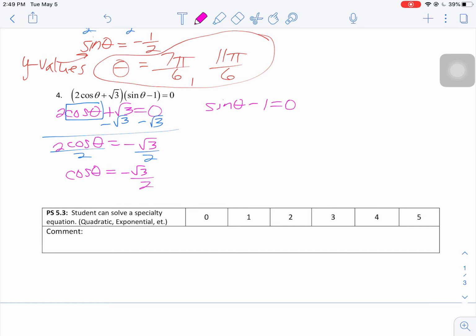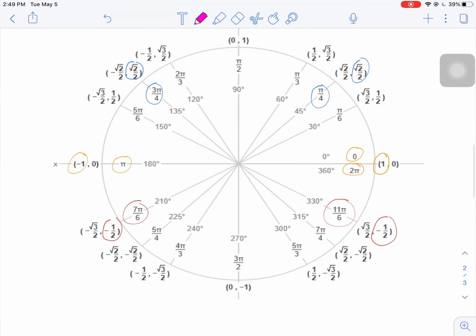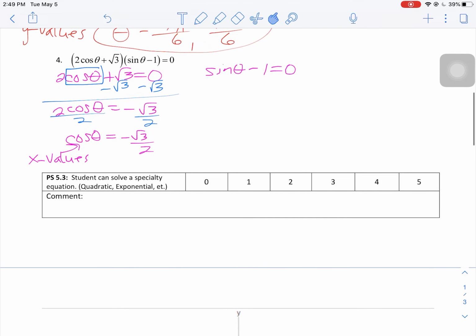And then cosine is x values. So I'm looking for x values of negative root 3 over 2. So that happens at 5 pi over 6. And that happens at 7 pi over 6. So 5 pi over 6 and 7 pi over 6.